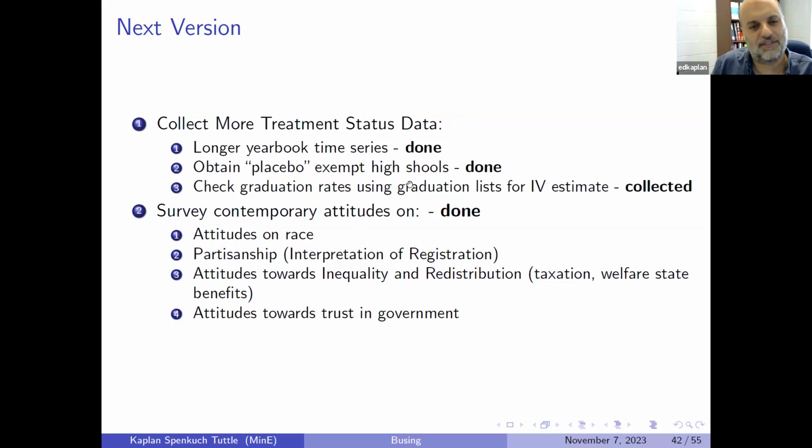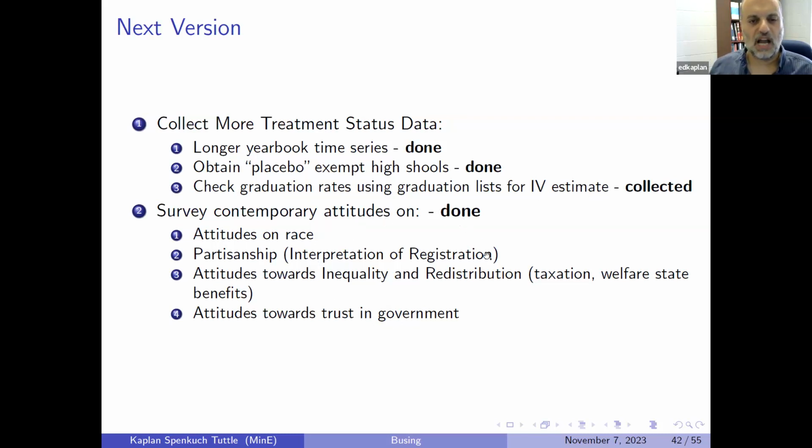We obtained high schools that were exempt. Remember, we only used 15 of 19 high schools. That's because 4 of them already qualified for having sufficient racial mixing. These are all city schools that had a mixture of whites and blacks and a sufficiently high amount that they weren't subject to the busing plan. We estimate impacts on them, and we don't find anything, which is very reassuring. We also check graduation rates using a graduation list using an IV, and we've collected those graduation lists so that we can look at the impact of graduating and participating in the busing plan rather than just an ITT effect.